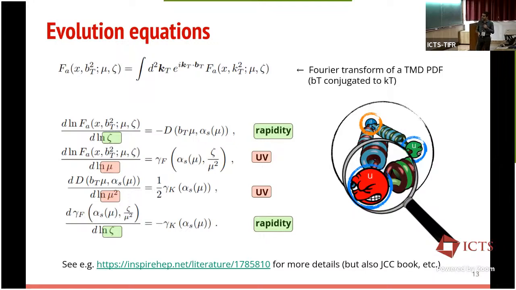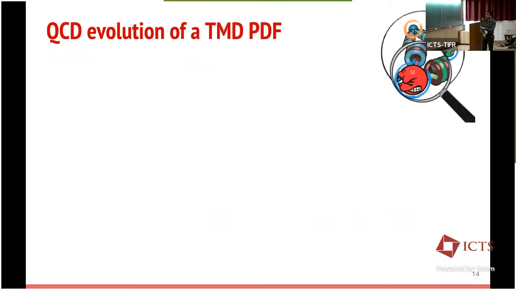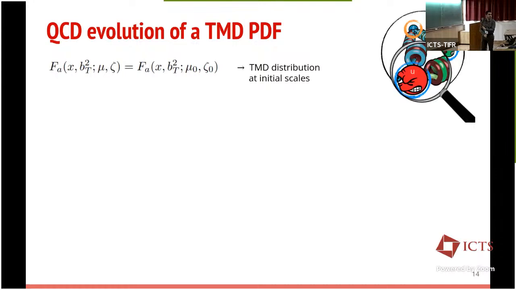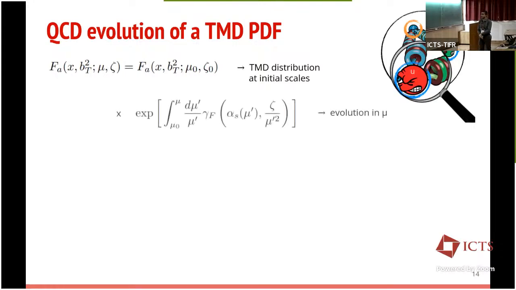Then you have the evolution of F with respect to mu, related to the UV divergences. And you see the anomalous dimension for this evolution also has its own evolution equation. So you have two equations for the TMDs and 2 equations for the anomalous dimensions of their evolution. So 4 in total. Let's try to look at the combined solution of these 4 equations.